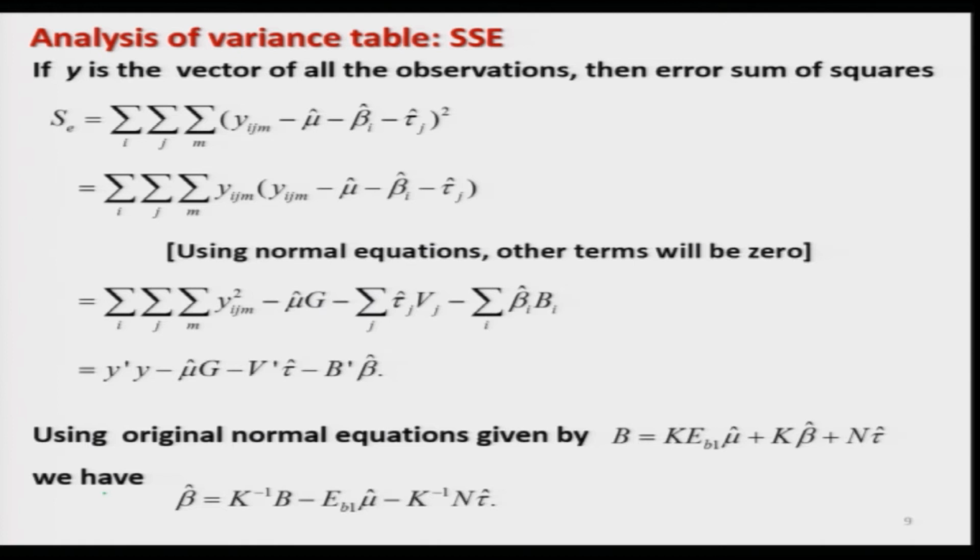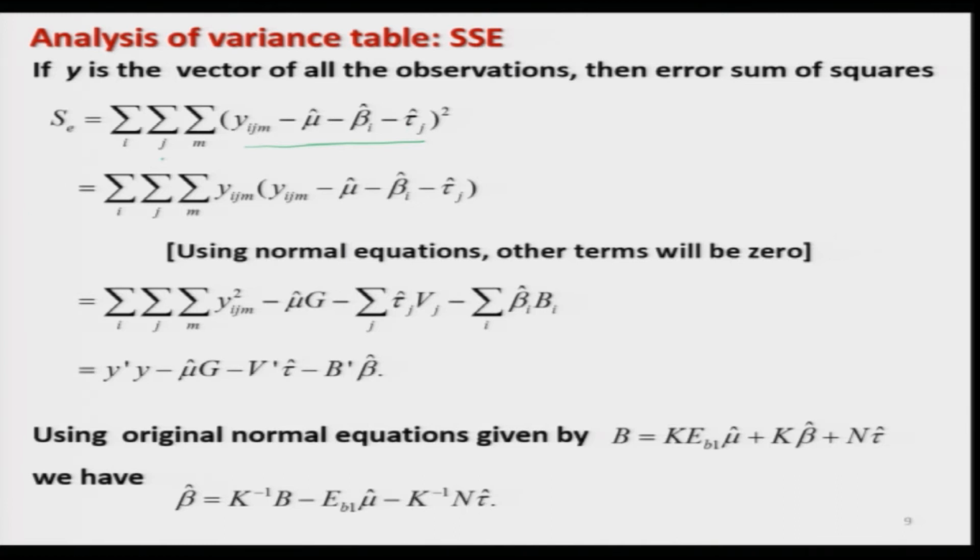Now we try to obtain the sum of squares due to error. If you recall the basic fundamentals we discussed at the beginning of the course, when we were doing the one-way and two-way analysis of variance, the error sum of squares was obtained just by substituting the values of all the parameters in the sum of squares due to residuals, the epsilon_ij's.